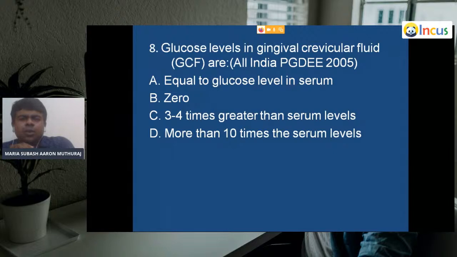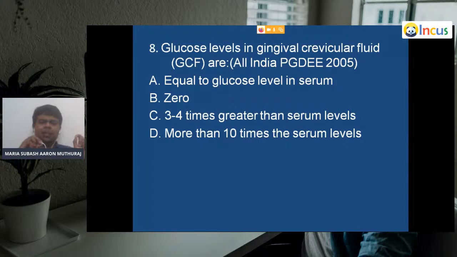Next is the glucose levels. The glucose levels in gingival crevicular fluid are equal to glucose level in serum. First option, equal to glucose level in serum; 3 to 4 times greater than serum levels; more than 10 times the serum levels.